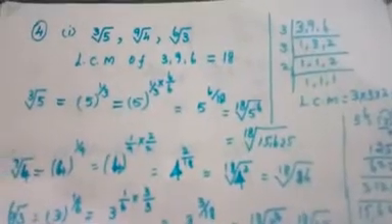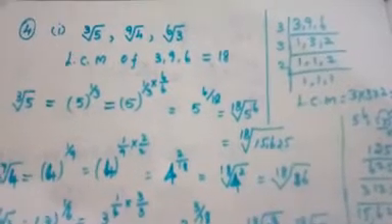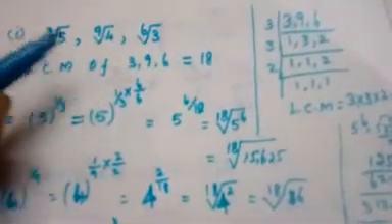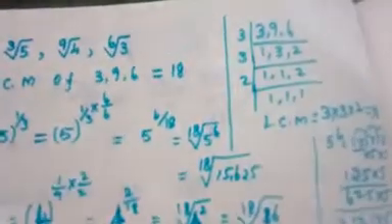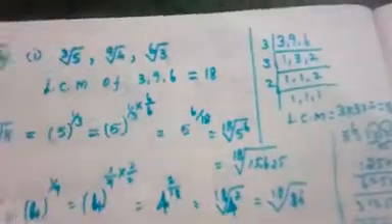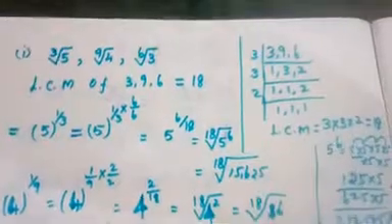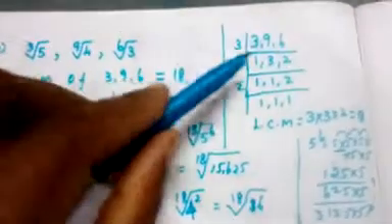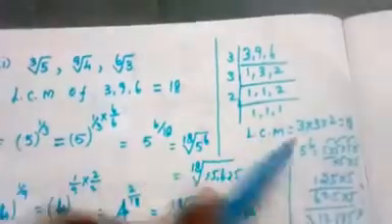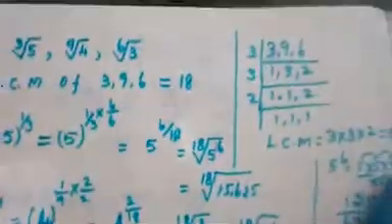For this problem, first we have to check the order of the surds. The first one is order 3, next 9, next 6. So the orders are different, so we make them the same order. How to make them the same order? We have to find the LCM of their orders. So the LCM of 3, 9, 6, in the normal way, is 18.